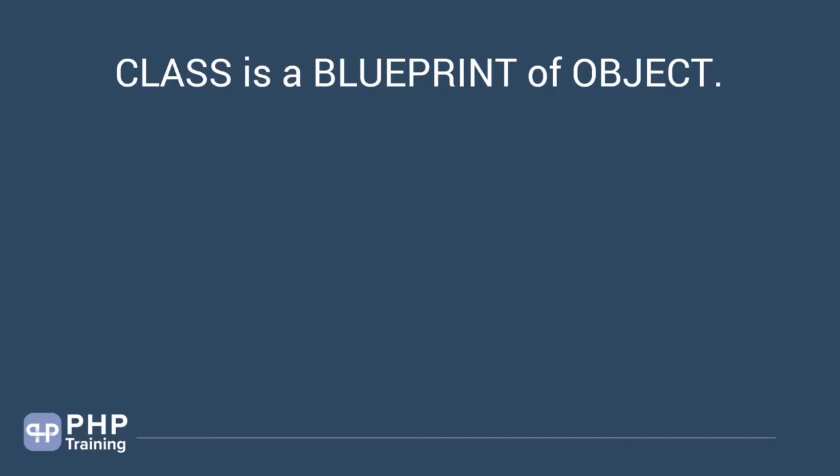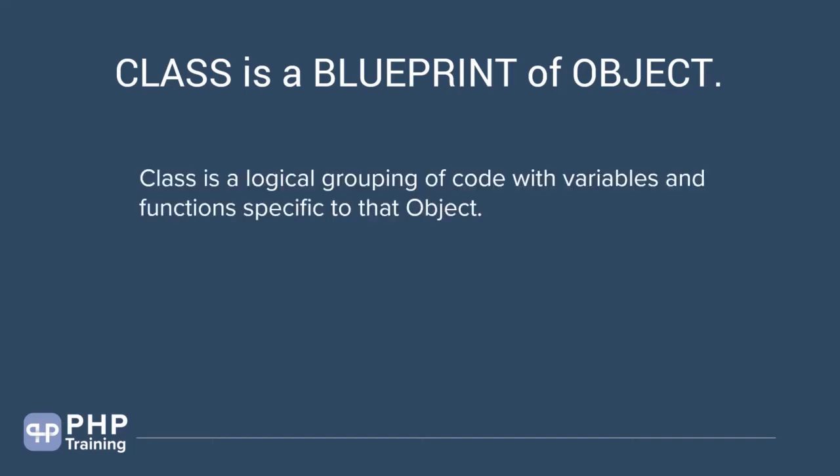Okay, so let's understand the definition of a class. A class is a logical grouping of code with variables and functions specific to that object. So the first step is you identify an object. Let's say you're writing about a video player. So you say, okay, I'm going to create a video player object. So you start grouping your code into variables and functions in that class, and you create a class with variables and functions operating on that object.